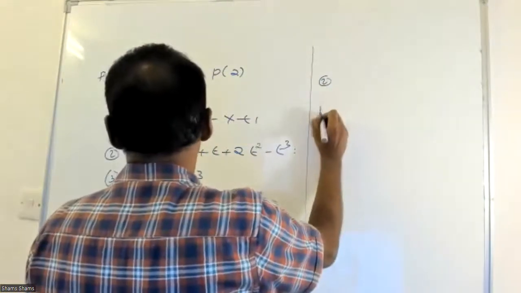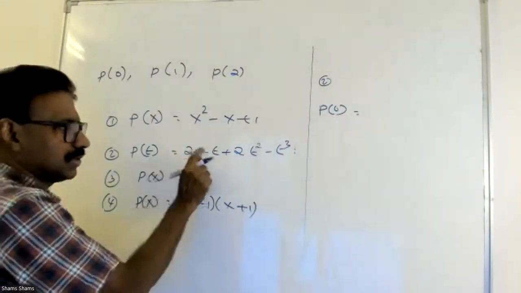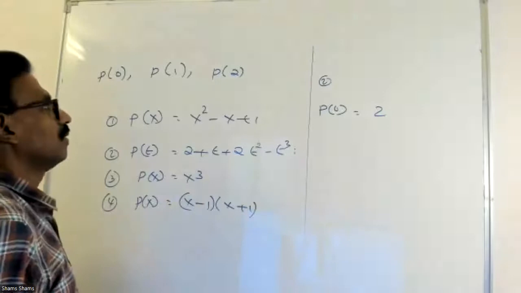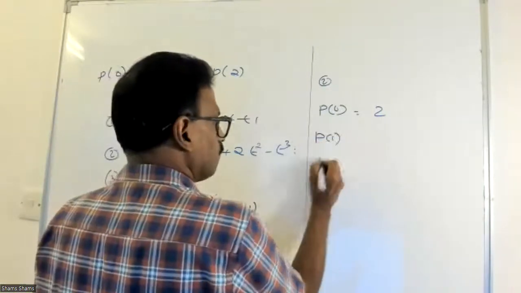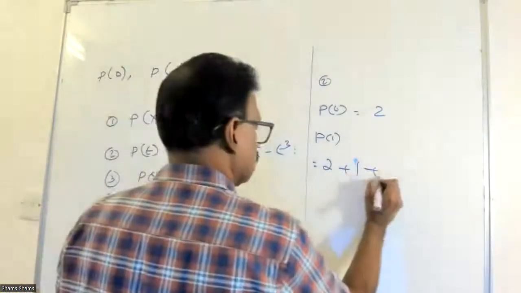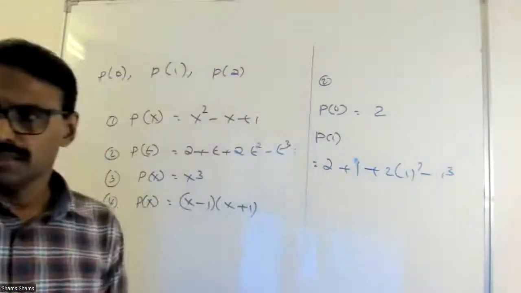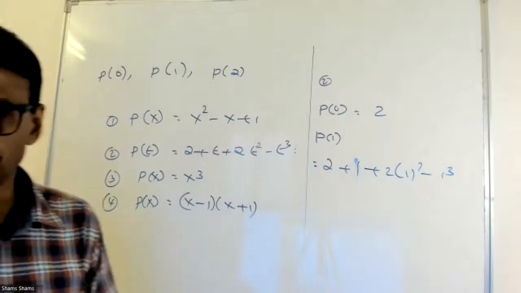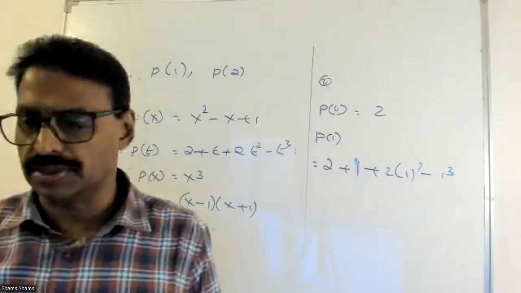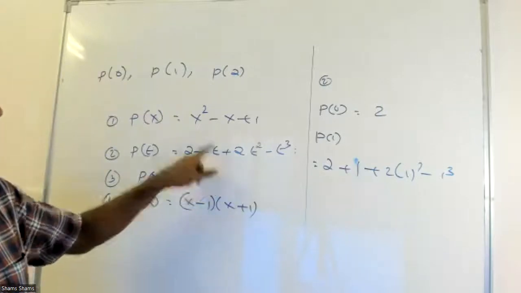P of 0. Okay. Here 2 plus 0, 0, 0. Answer is 2. Because it's all 0. P of 1. 2 plus 1 plus 2 into 1 square minus 1 cube. Yeah, I hope you understood the idea. You just substitute, everyone. It's very easy. Because if you're not getting this one, you cannot do factor theorem and remainder theorem. That's why. Okay. We are just replacing t equal to 1.